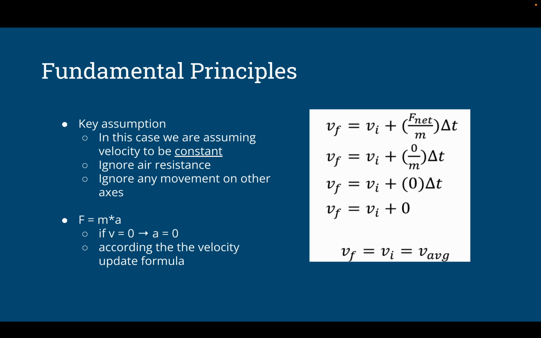To model this effectively, I made several key assumptions. We had to assume that the velocity remained perfectly constant, and we chose to ignore air resistance and any movement on any other axes. And remember, going back to F equals m a, if v is constant, then a will equal 0 because acceleration is just the derivative of velocity. So this is all according to our velocity update formula.